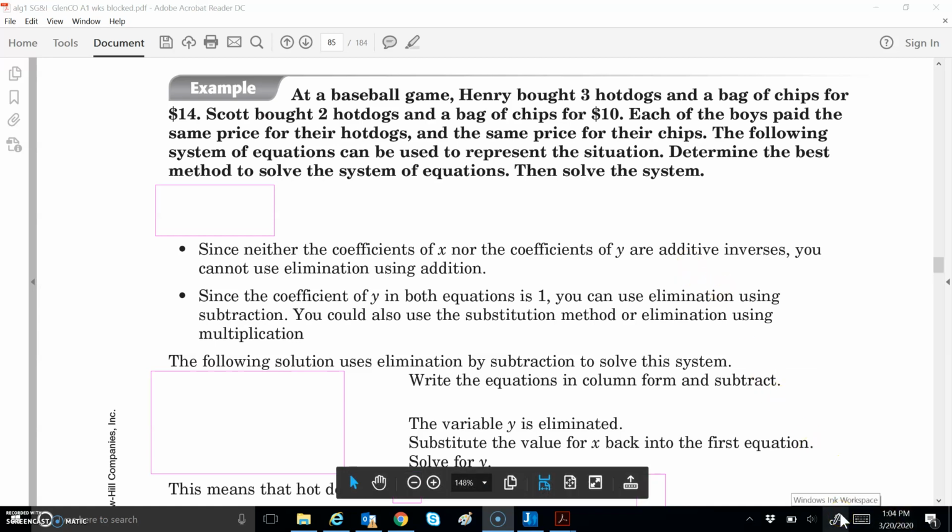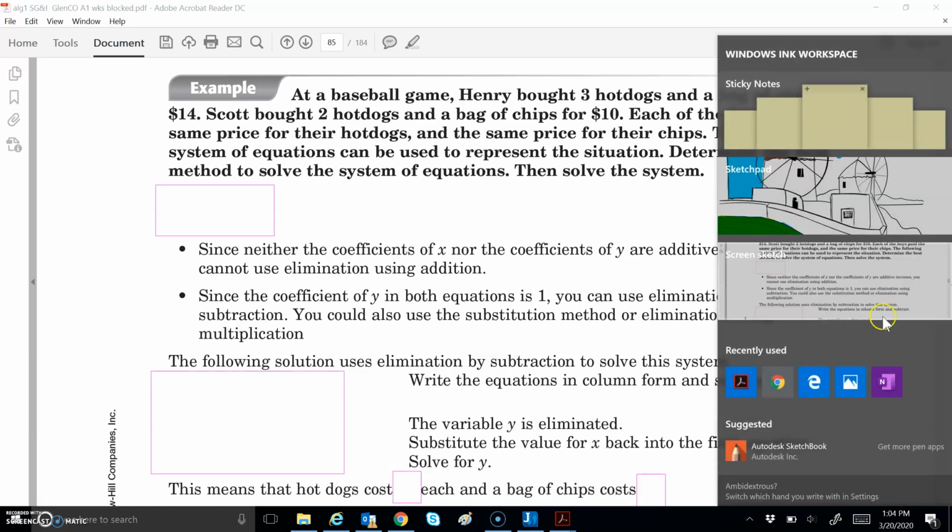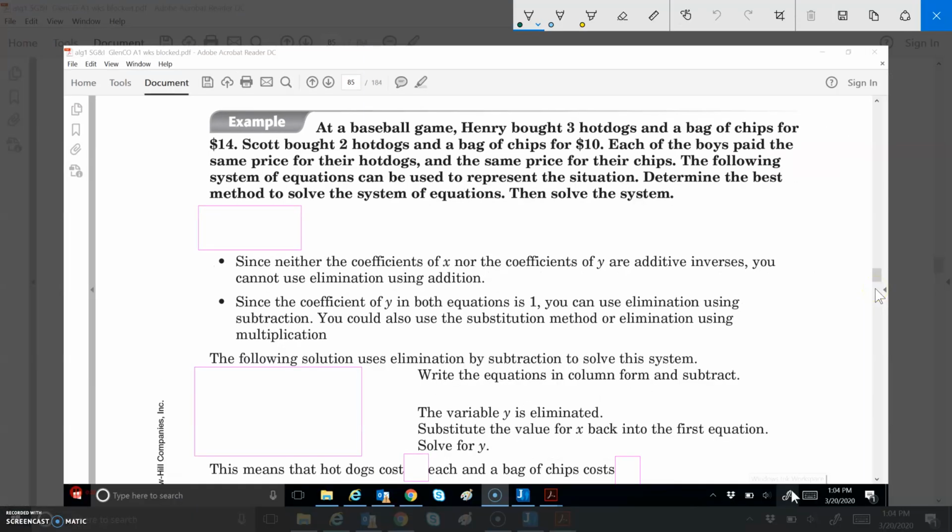Alright, at a baseball game, Henry bought 3 hot dogs and a bag of chips, and it cost him $14. Scott bought 2 hot dogs and a bag of chips for $10. Each of the boys paid the same price for their hot dogs and the same price for their chips. Obviously, the following system of equations can be used to represent the situation. Determine the best method to solve. Alright, so let's take a peek here at Henry and Scott.